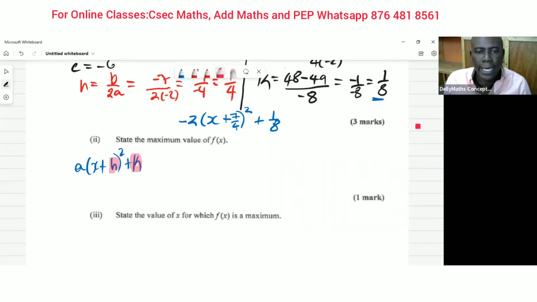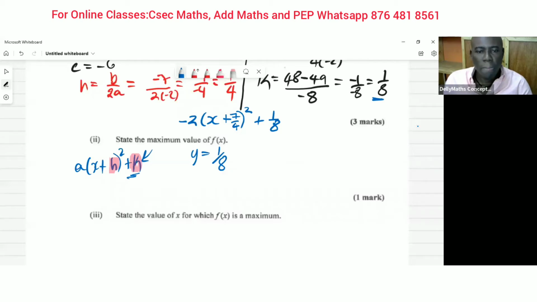All right, because definitely this one, the k speaks to the maximum or the minimum. So a curve can either have a maximum or a minimum. Definitely in this context, the maximum value is any value that we would have gotten out there. So in this case, y is equal to, or you could say, this is the maximum value. y is equal to 1/8. So the maximum value of f(x) is equal to 1/8.